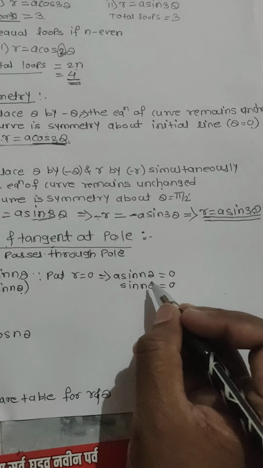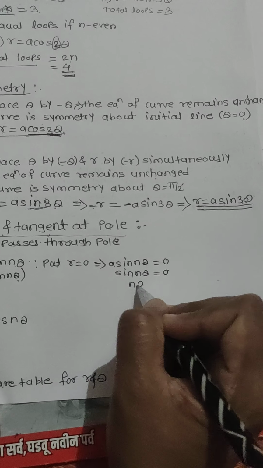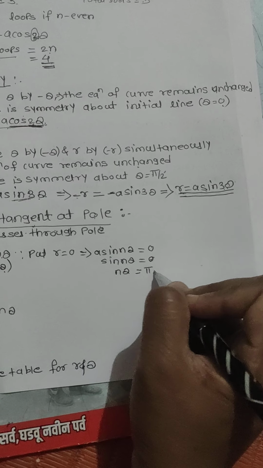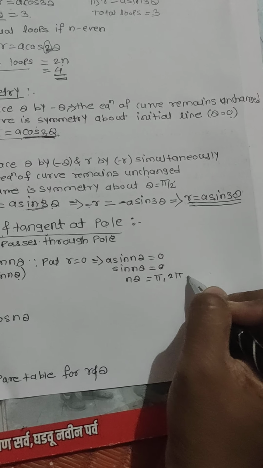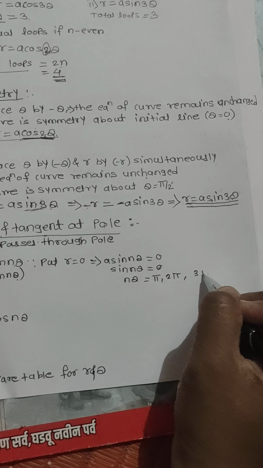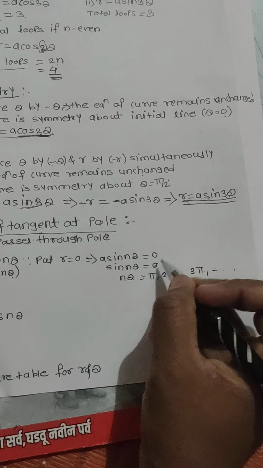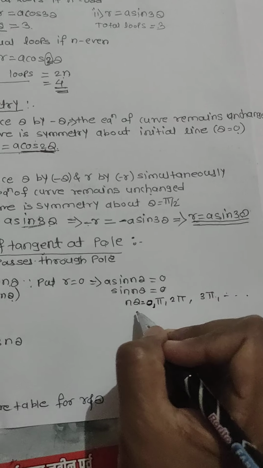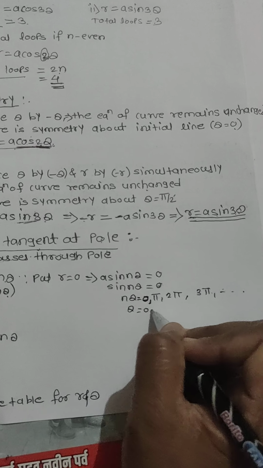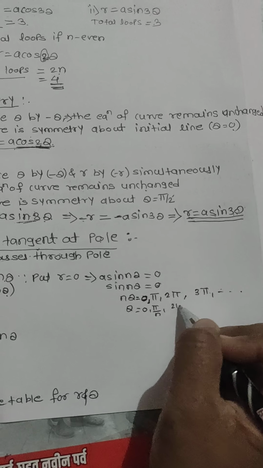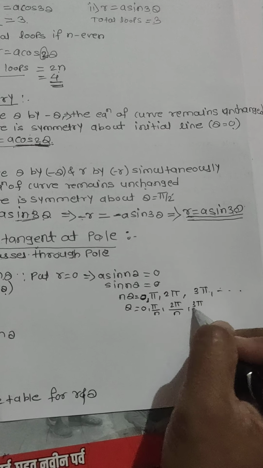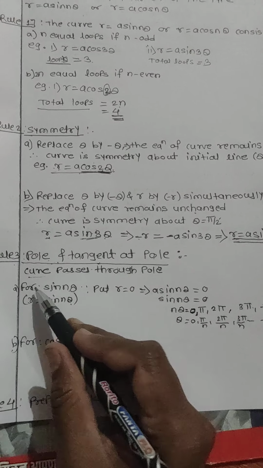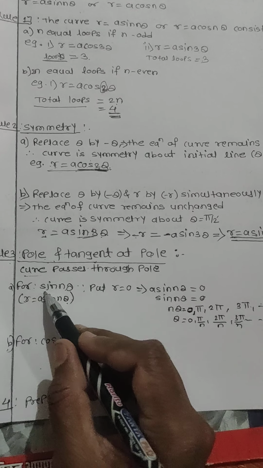So what is the value of n theta? Here the values of n theta are sine inverse 0. Sine inverse 0 is pi, 2 pi, the next values are 3 pi, 4 pi and so on. Here 0 is also included because sine 0 is again 0. So what is the value of theta? The value of theta is 0, pi by n, 2 pi by n, 3 pi by n. So these are the tangents of this curve. This is for r equal to a sin n theta.